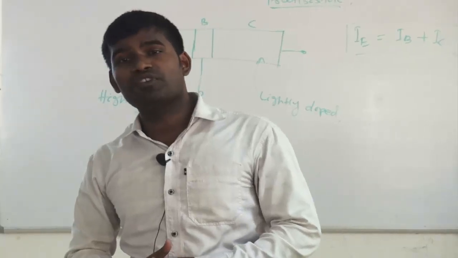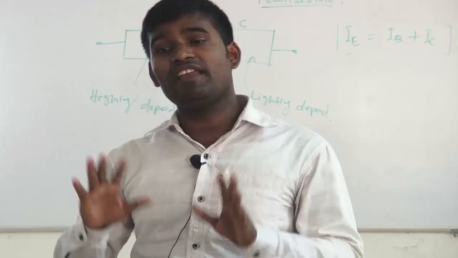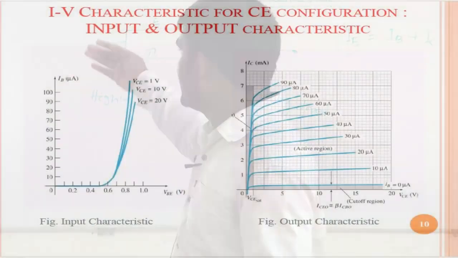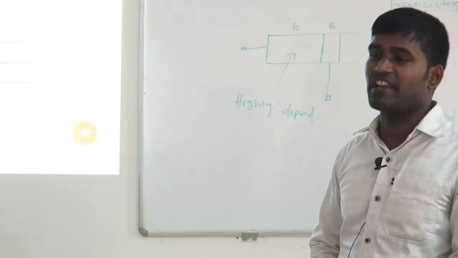If three types of configuration are there, each has input and output characteristics. Next, this is the input and output characteristics configuration of the transistor. Basically this is a common emitter type transistor.